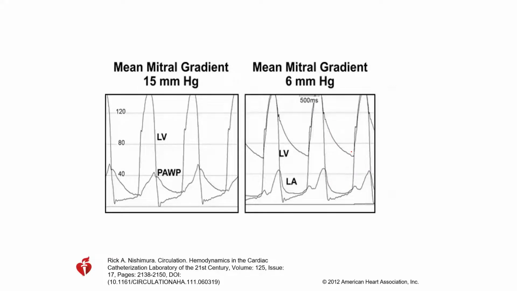Now, look here. This is the same patient. We have a mean mitral valve gradient of 15 here by using the wedge catheter, and a mean pressure of 6 by using the LA pressure tracing. Where is the mean gradient? The mean gradient is this one, this shaded area. I'm going to shade the area. This is the mean mitral valve gradient. It is between the mitral gradient and the LV diastolic phase. And here it is. Okay.